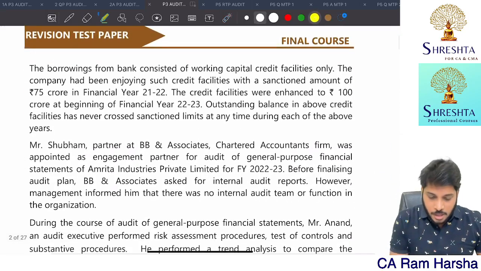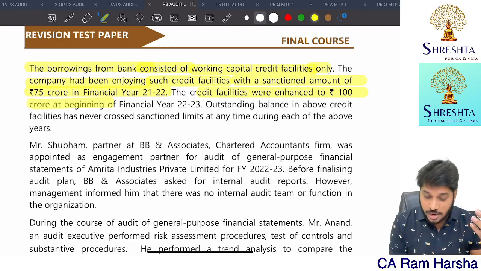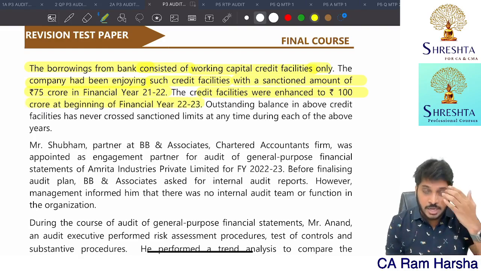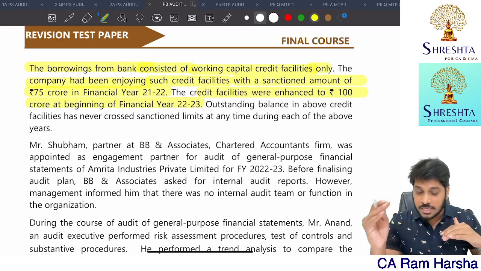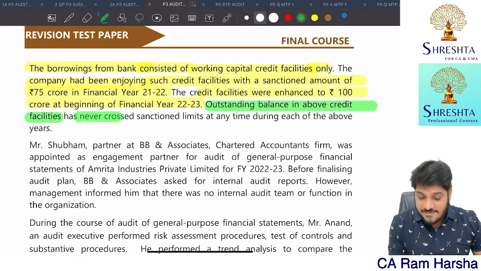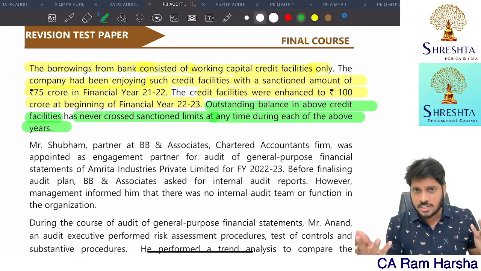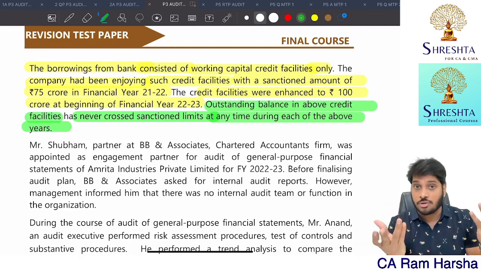Next. The borrowings from banks consisted of working capital credit facilities only. The company had been enjoying such credit facilities with a sanctioned amount of 75 crore. The credit facilities were enhanced to 100 crore at the beginning of 22-23. So originally 75 crore, now the limit is increased to 100. Outstanding balance in the above credit facilities never crossed the sanction limit at any time. It's good actually. If it is not crossing the sanction limit, it is not out of order, which means it's not an NPA.